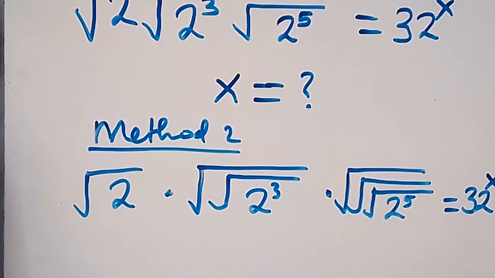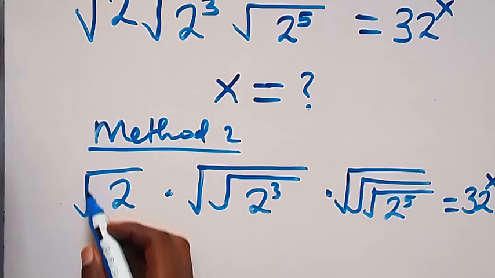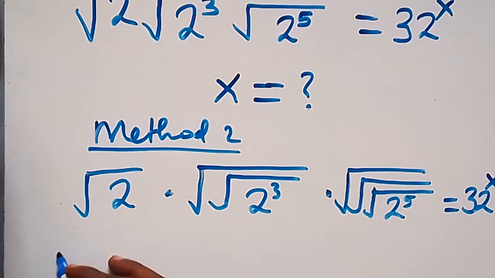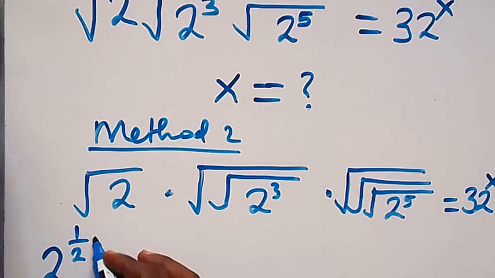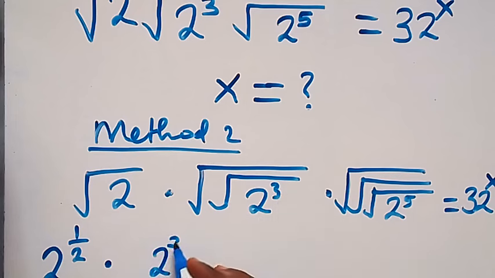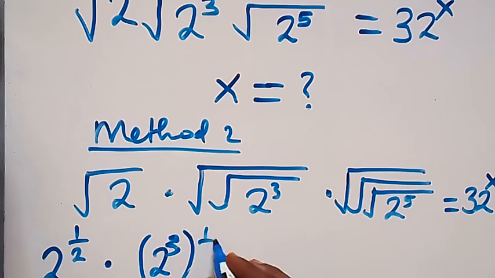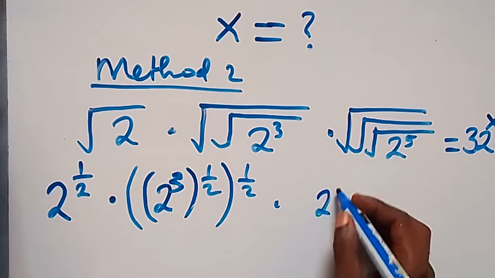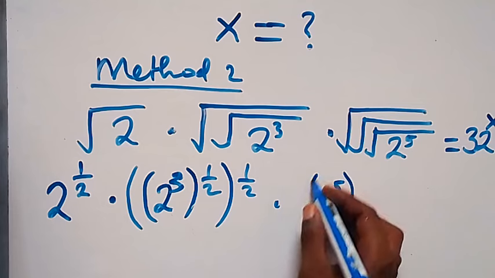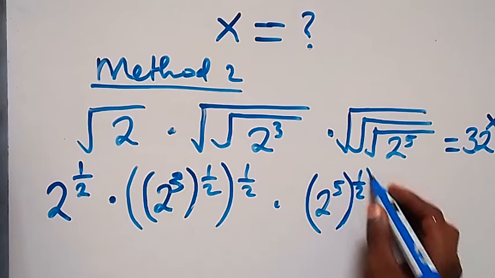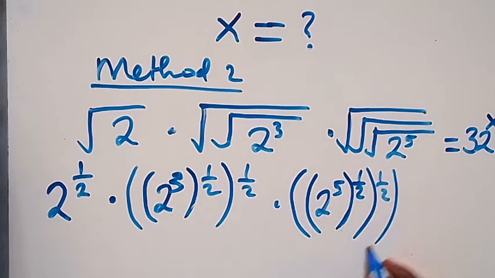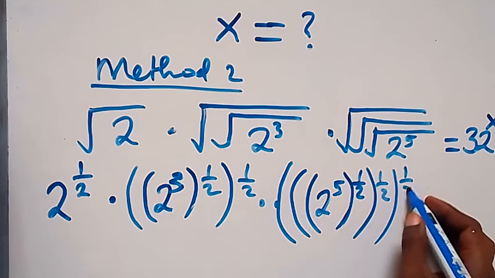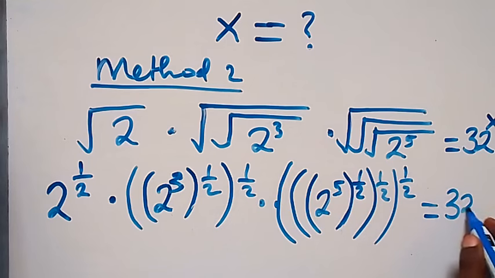In the next step, we understand that writing square root is the same thing as writing power of half. So we can write this as 2 raised to power half. Then multiplied by 2 raised to power 3, raised to power half, also raised to power another half, because we have 2 square roots there. Then multiplied by 2 raised to power 5, raised to power half, also half, also half, in three places, which equals 32 to the power of x.